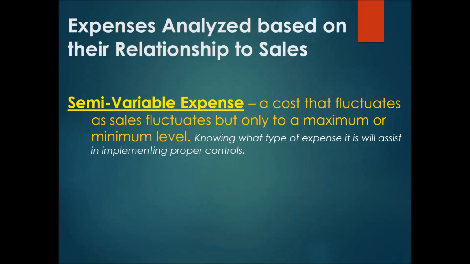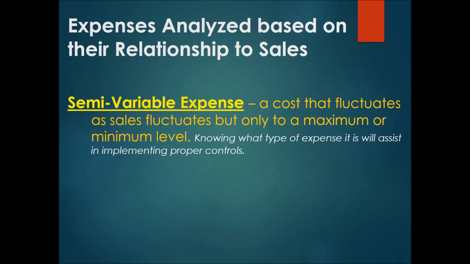Now, semi-variable is a little harder, a little bit more confusion sometimes. It does fluctuate as sales fluctuate, but only in a certain ratio, a maximum or minimum level. So, for example, as sales rise, you may need more staff. You have one customer, you have to put on a waiter or waitress. You have two customers, you don't have to put on another one. Three, you don't have to put on another one. But at some point, let's say 25 customers, you have to put on another wait staff person, and that incurs another expense. So it does vary with sales, but not directly.